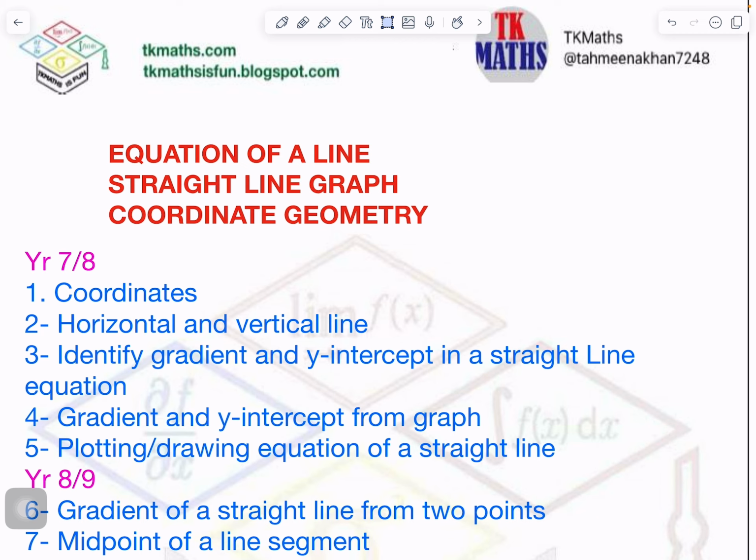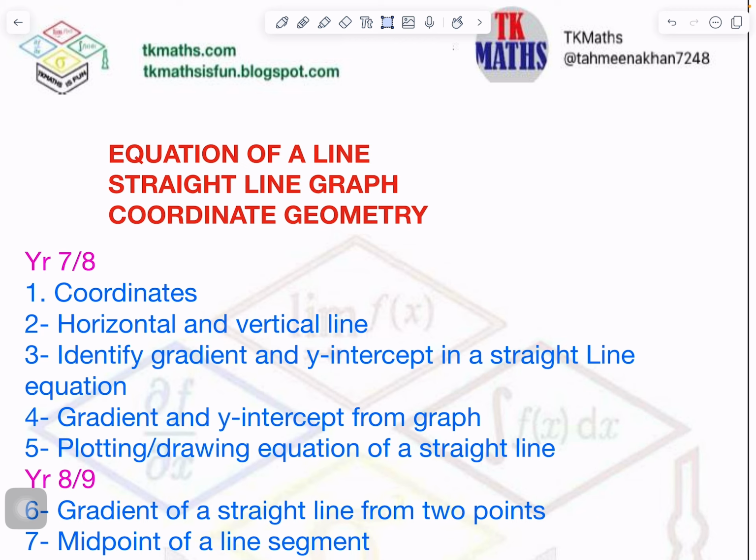In today's video, we will see the concept of equation of a line. It is also known by the topic straight line graphs or coordinate geometry. So all have the same meaning, but we start with the equation of a line, the simple one. And you can see here I have written down the coordinates, points here.